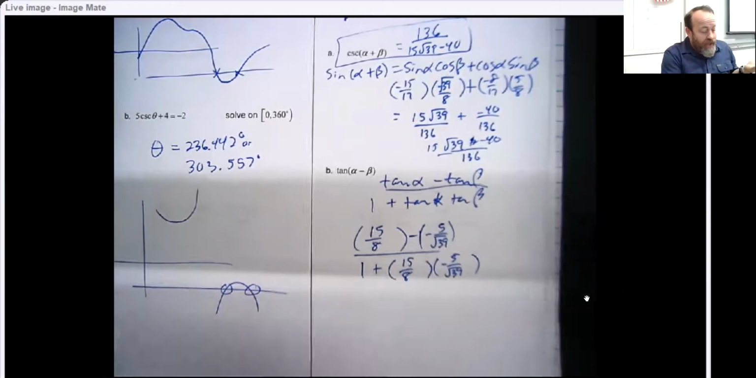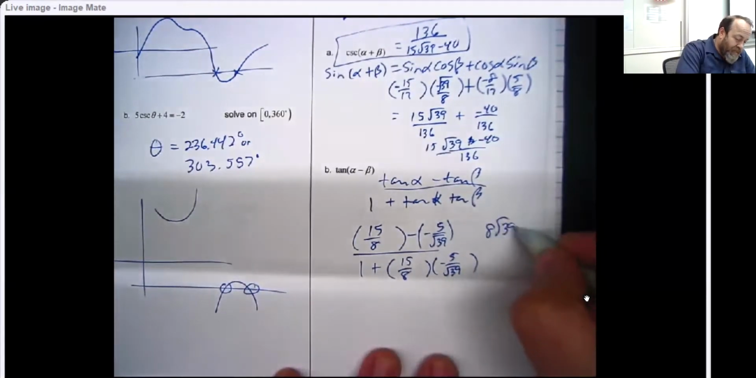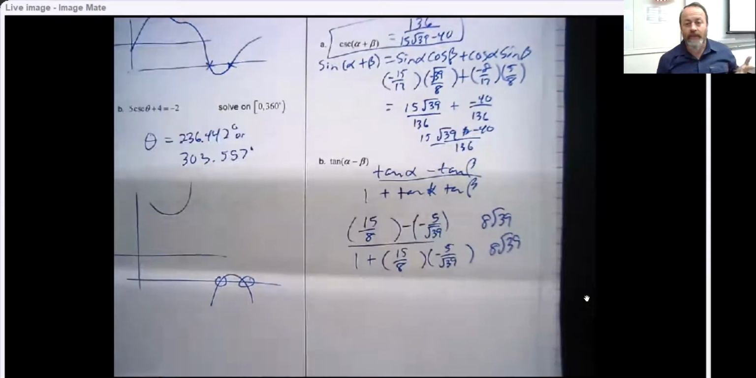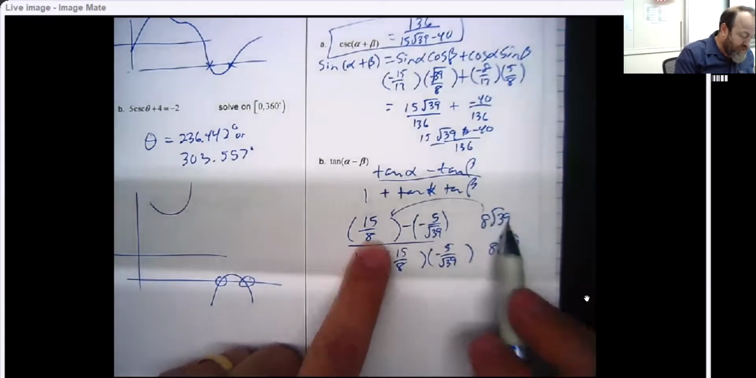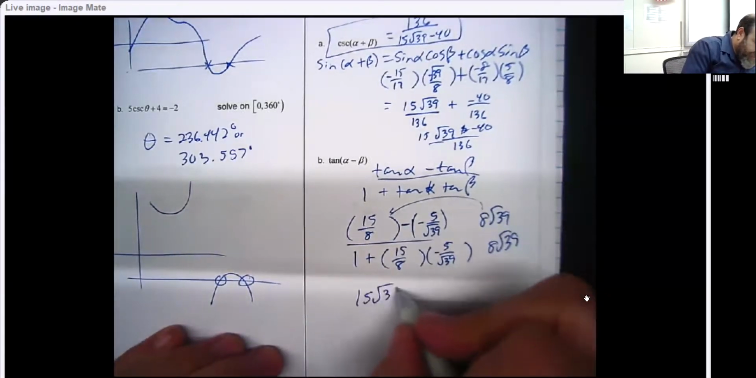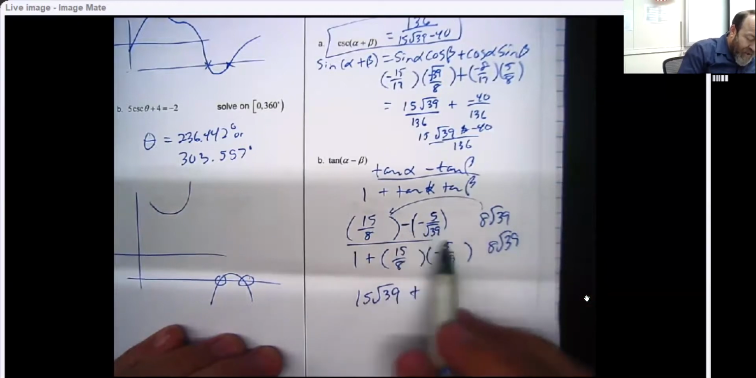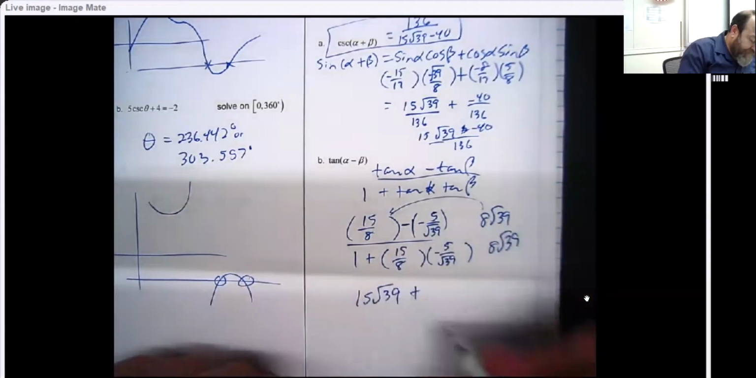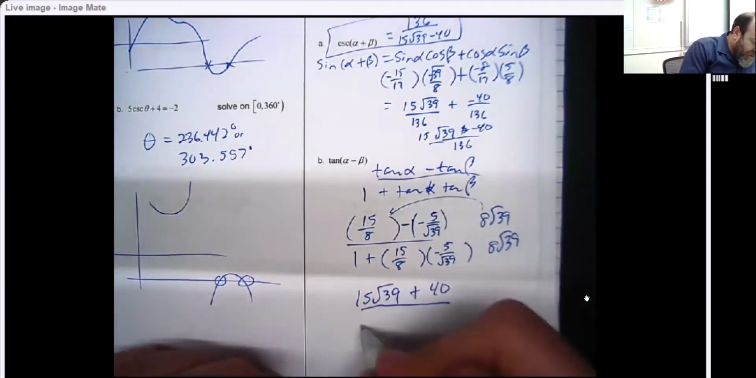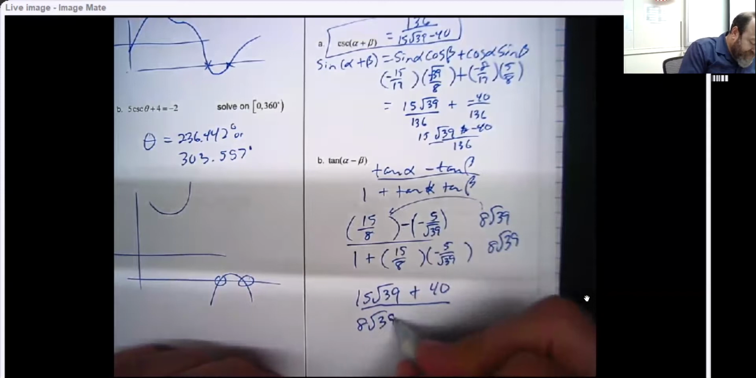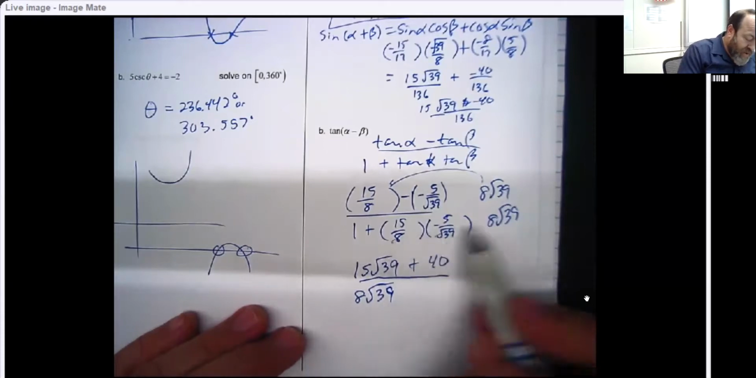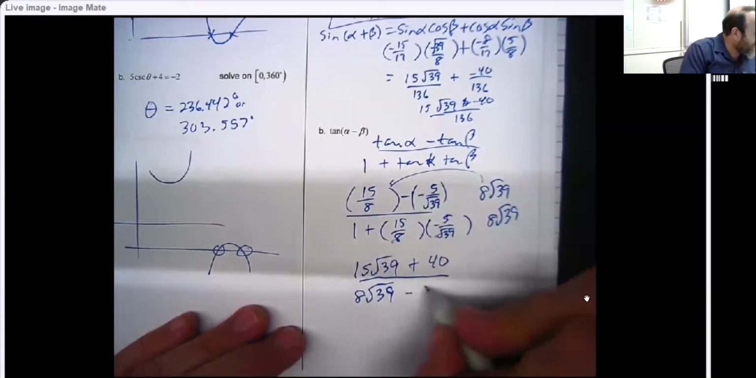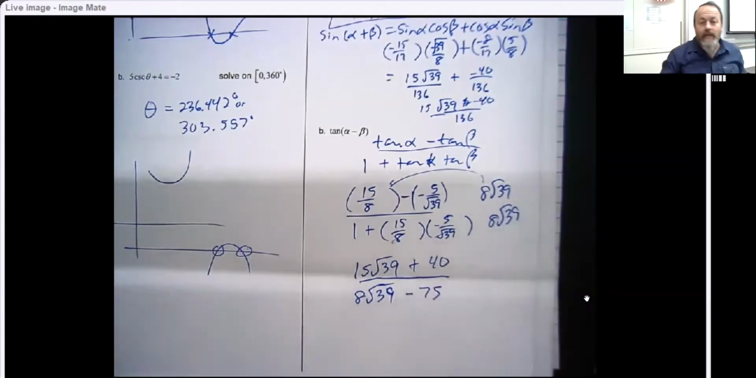So I saw that and I didn't really like it. So I'm going to multiply the top and bottom by 8 roots of 39 to simplify it ever so slightly. And you're going to notice that when this multiplies over here, the 8s would cancel and you get 15 roots of 39. I saw a double negative here. And then the root 39s would cancel and I get 40. And in the denominator, of course, 8 roots of 39 times 1 is going to be 8 roots of 39. And then these would entirely cancel with all of that. And we're going to have minus 75. And that's the end of question number 8, which kind of finalizes that story.